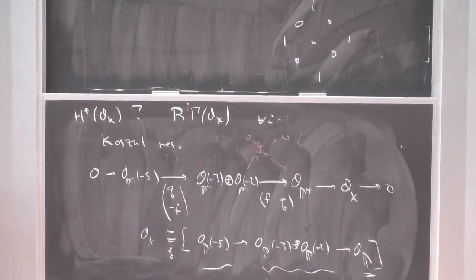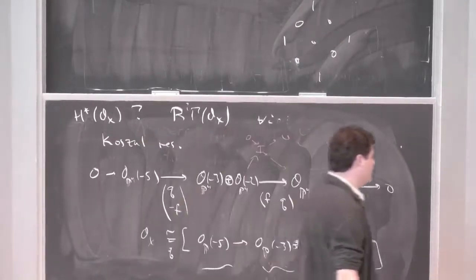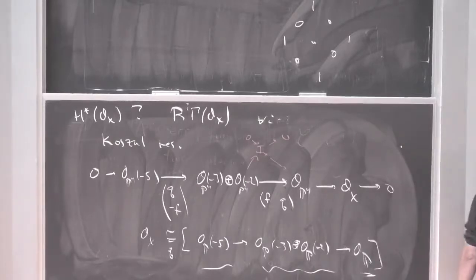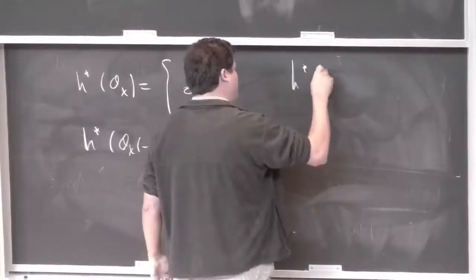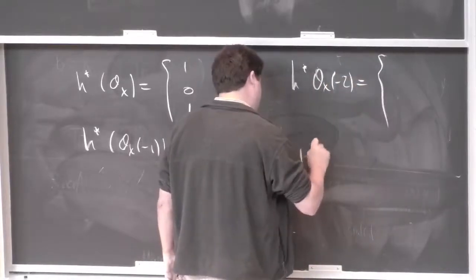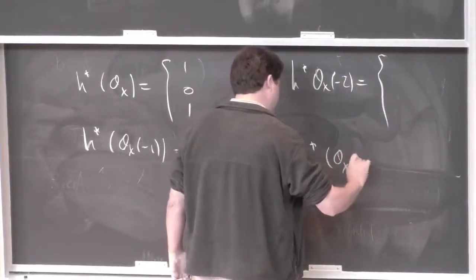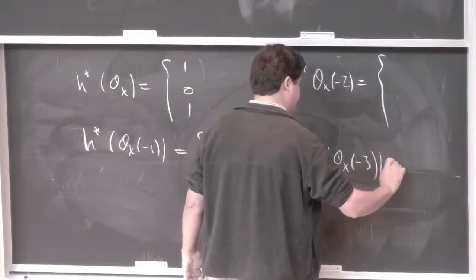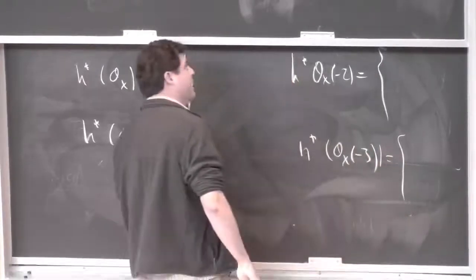Okay. Now we also need to compute the cohomology of OX of -1 and OX of -2 and OX of -3. So let's do that.